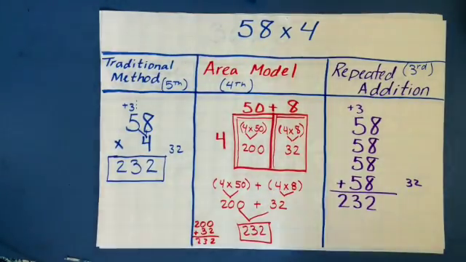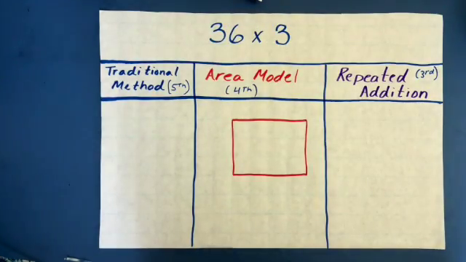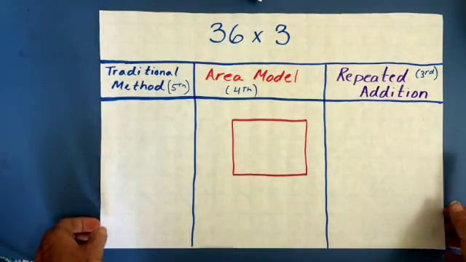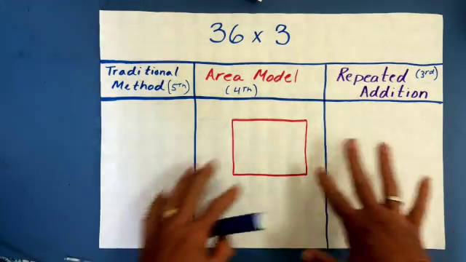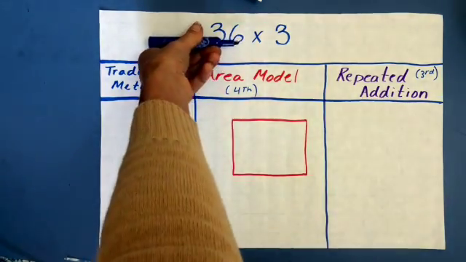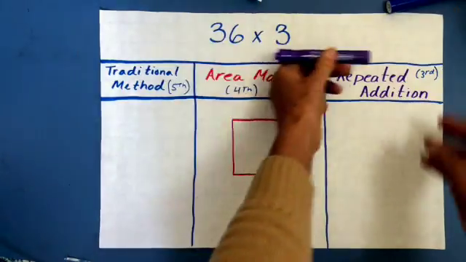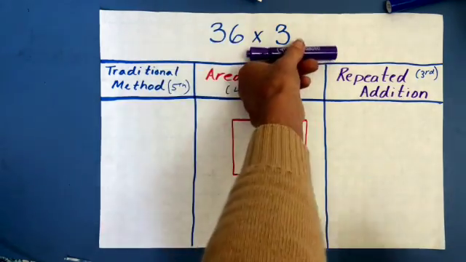Okay, last one. All right, by now you should know how to do this, so I'll probably give you some time to do this problem. And now I'm going to start. For repeated addition, remember I could go this way or this way because of the commutative property. So I think I'm going to go this way.